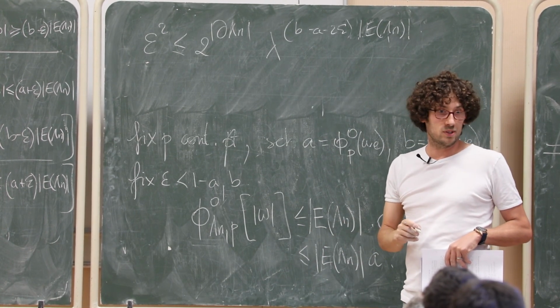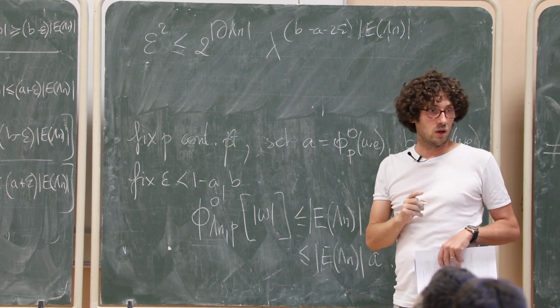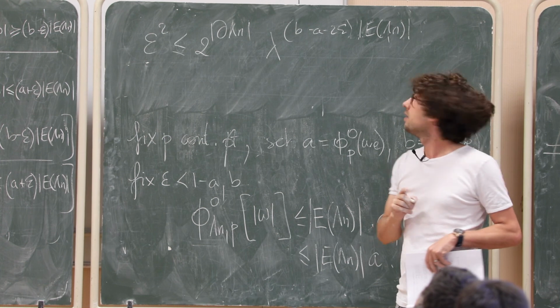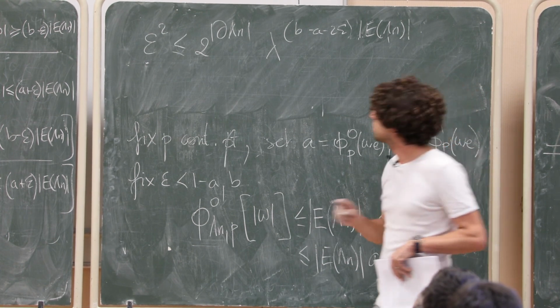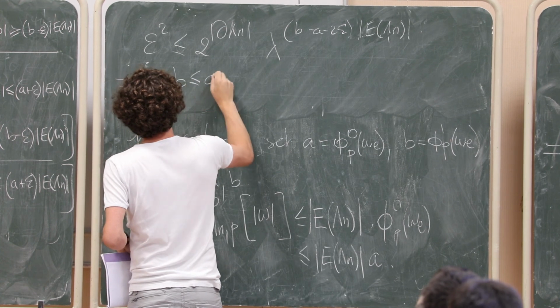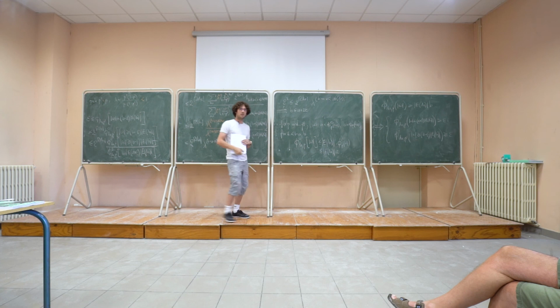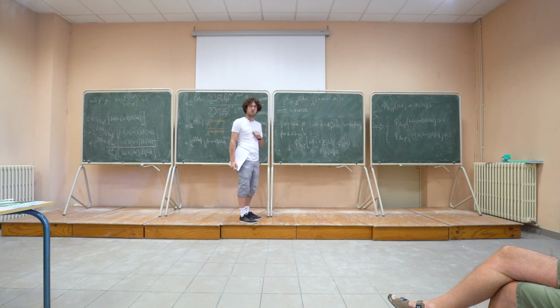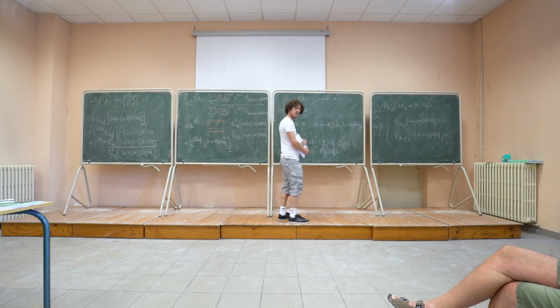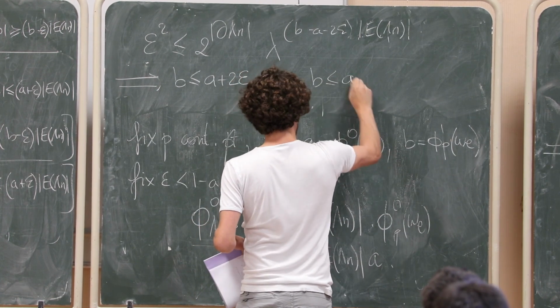So the only possibility here is that b is smaller or equal to a plus 2 epsilon. So this implies that b is smaller or equal to a plus 2 epsilon. Right? Yes. B has to be smaller or equal to a plus 2 epsilon, and this for every epsilon. So that implies that b has to be smaller or equal to a.